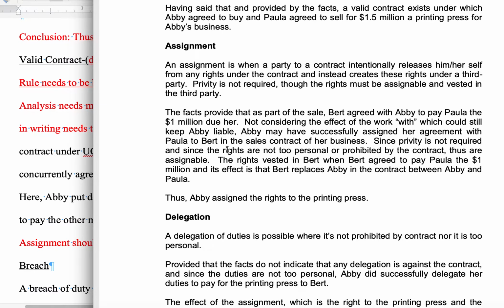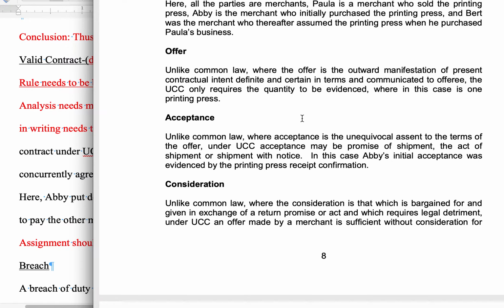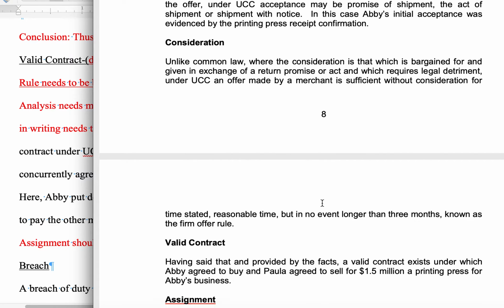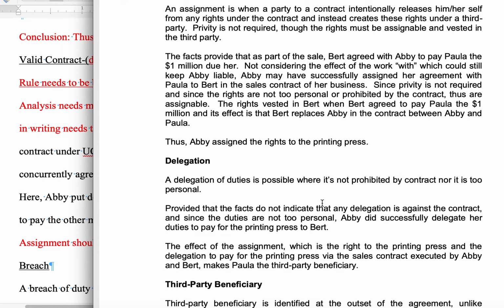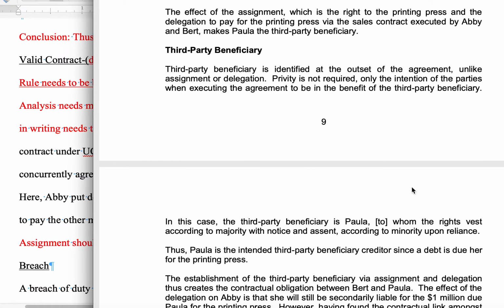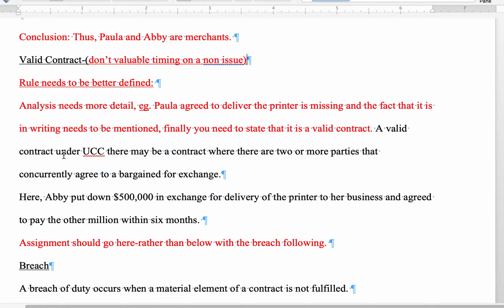So, this person put assignment. They did not have to put valid contract. They didn't have to do the offer, acceptance, consideration. Normally, maybe this person just went through it and didn't even read that part because it's not an issue, and jumped ahead when they're grading it. I'm not a grader, I don't know, but that's what I'm thinking.